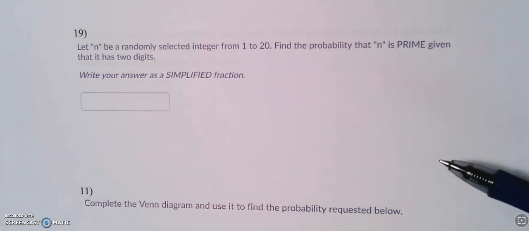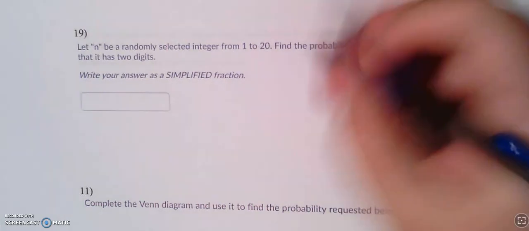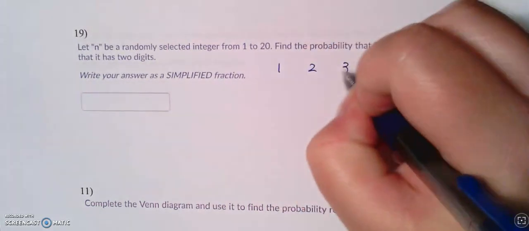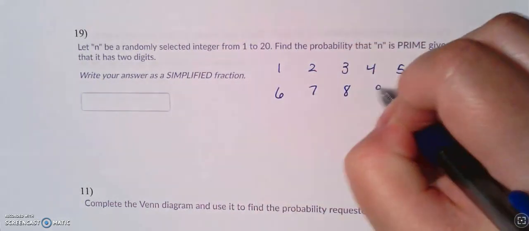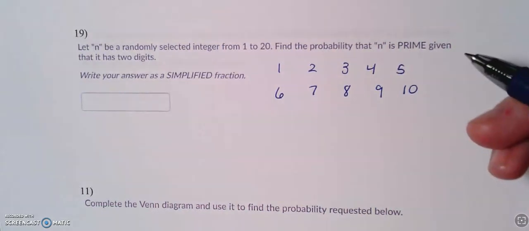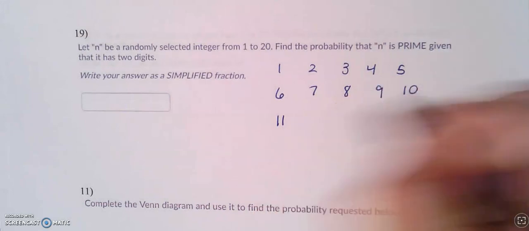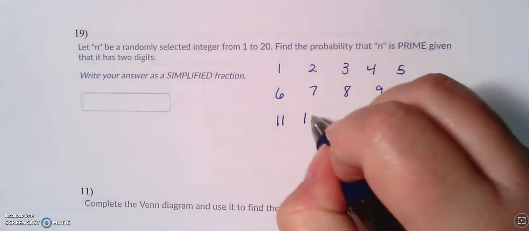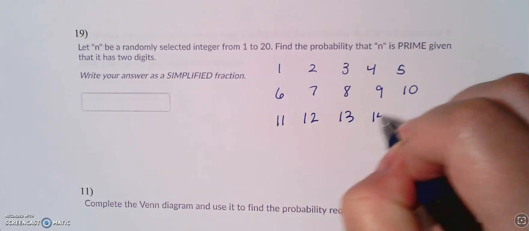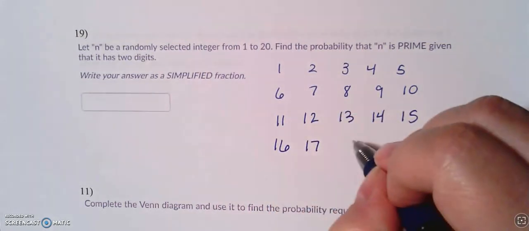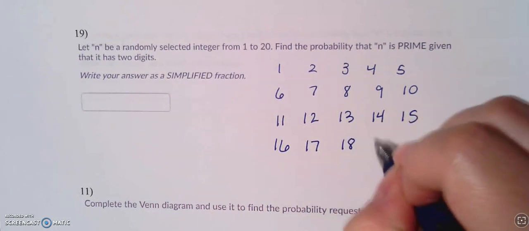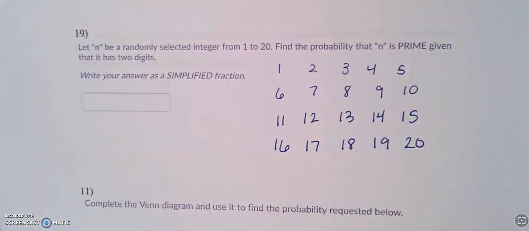This one says, let n be a randomly selected integer from 1 to 20. I'm going to write out the integers from 1 to 20. Remember that integer means basically like whole number, except it can also be positive or negative. Whole numbers are just positives and 0, so integers are whole numbers plus the negatives. But integers 1 to 20 would all be positive anyway.